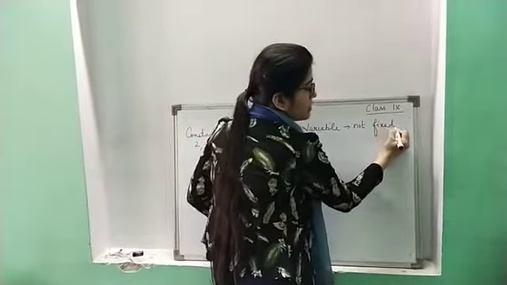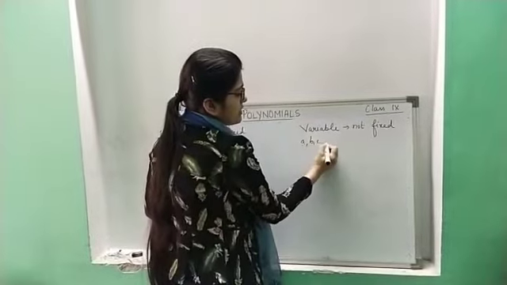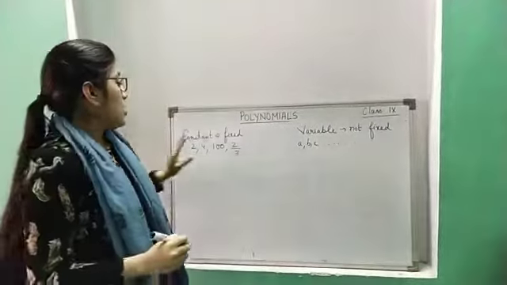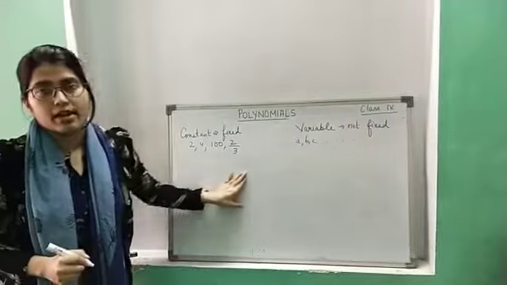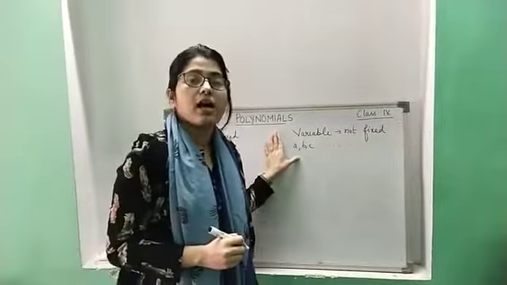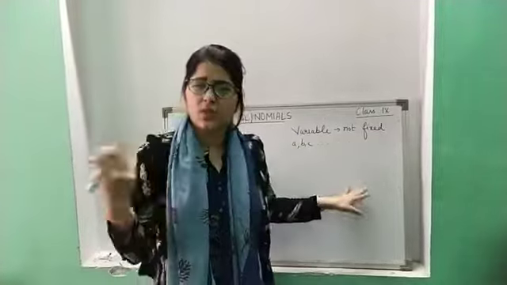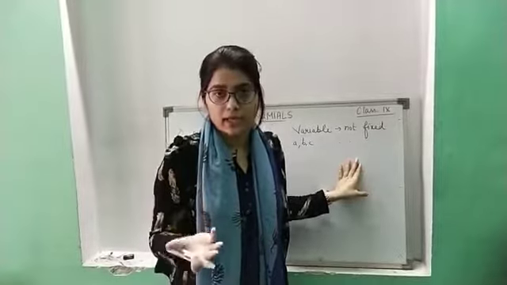Variables can be any alphabets like A, B, C, X, Y, Z. Anything can be your variable. Now what is constant? Constants are those whose values are fixed. They can be any number. What are variables? Variables are those whose values are not fixed. They are your alphabets A, B, C, D, X, Y, Z.